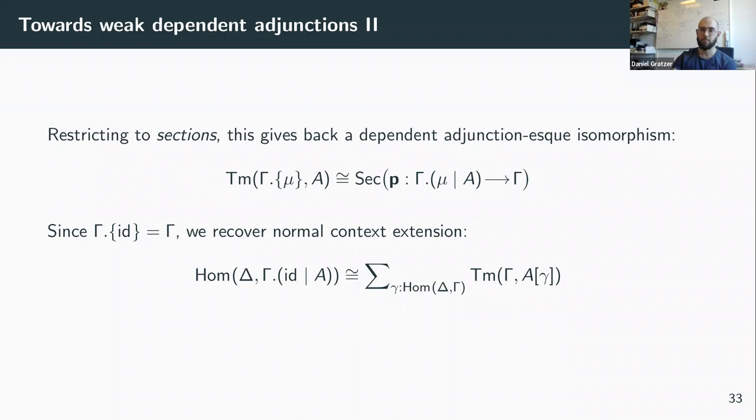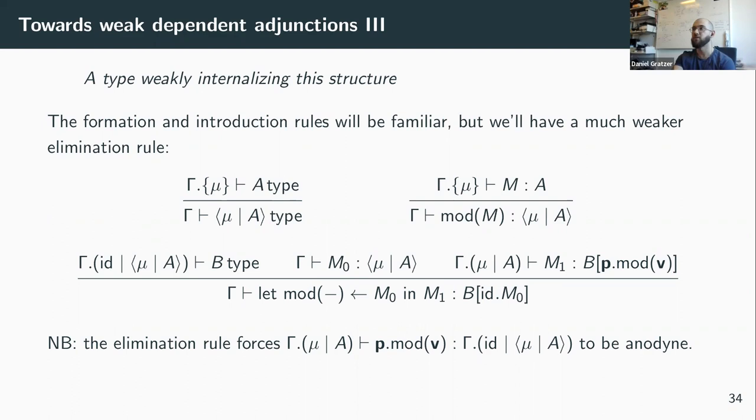So now we want a type which weakly internalizes this new form of context extension. And the formation and introduction rules for it are going to be exactly as they were for DRAs. There'll be these transposition style operations. The difference is going to be in the elimination rule, which is the horribly scary looking one. This is going to reflect the fact that it only weakly captures it.